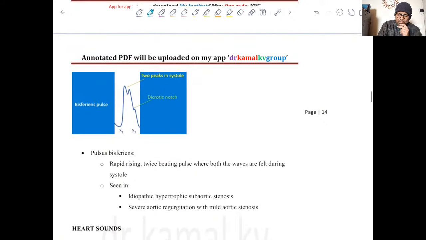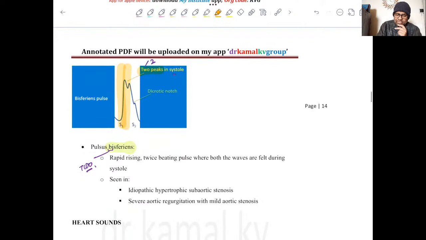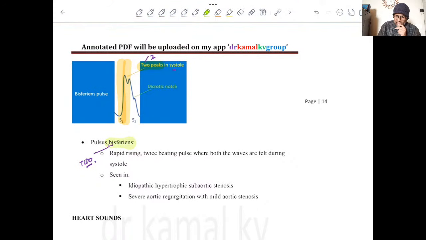Then pulsus bisferiens, right? Here the word bi is coming, and bi means two. So you can remember this 2 in two ways. There will be two peaks, and both the peaks are in systole. Got it? Now this is very important. Both the peaks are in systole. You can remember it like that. And second, you can remember two conditions together, AR plus AS. So again you are getting two conditions together.